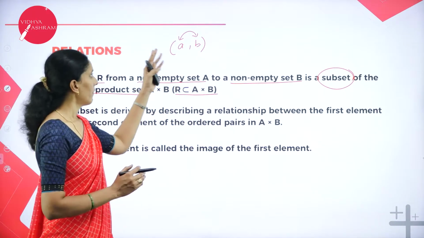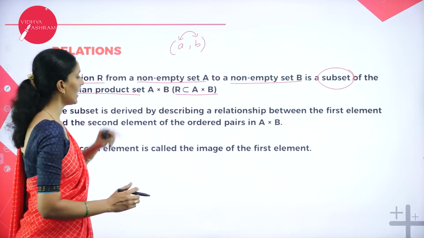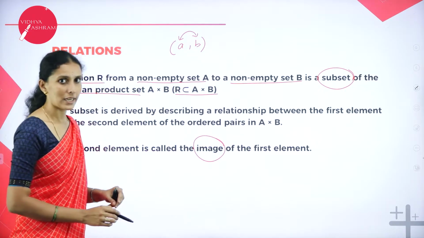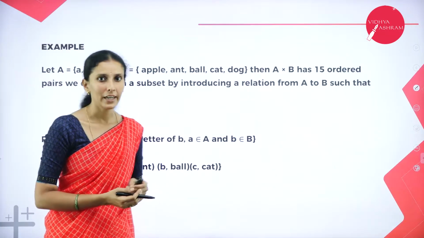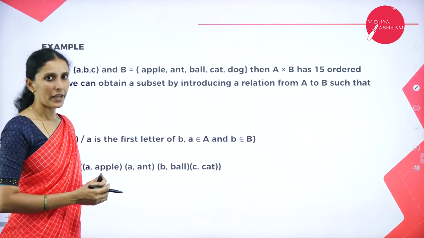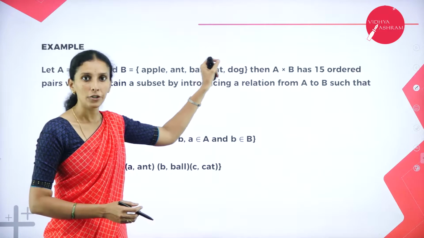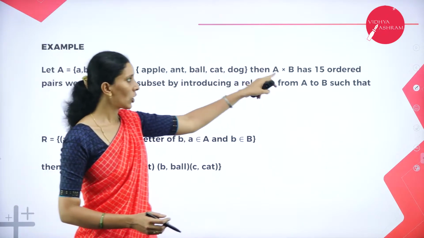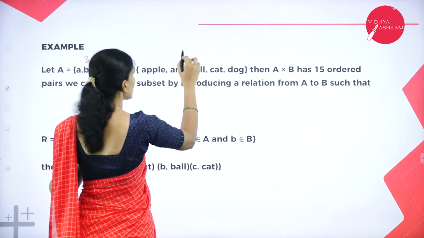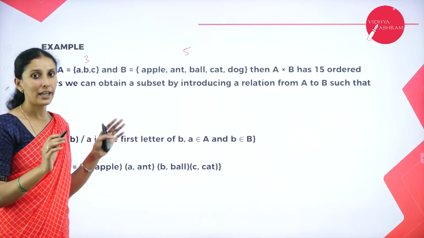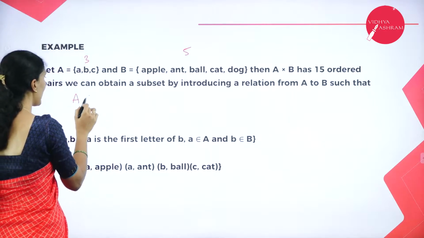Whenever you have a relationship between the first element and the second element, we call the second element the image of the first element. For example, B is the image of A. Now here I have taken an example. Let A = {a, b, c} and B = {apple, ant, ball, cat, dog}. For this, A cross B contains 15 elements. How? Because A has 3 elements and B has 5 elements, so A cross B must contain 15 elements. How do we get the 15 elements? We will pair them all. We will see now what A cross B is.